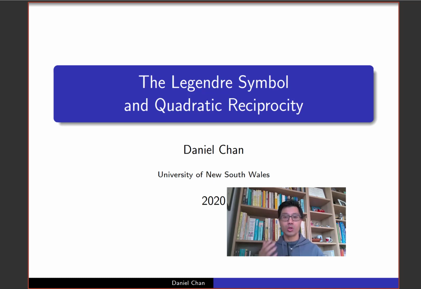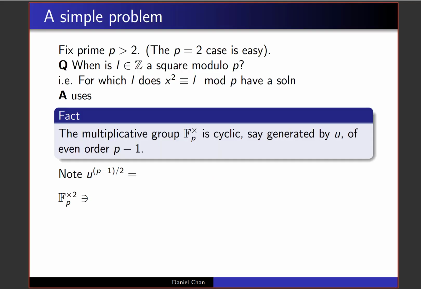In this video, I want to talk about one of the gems of elementary number theory, and that is Gauss's quadratic law of reciprocity. It's usually stated in terms of something called the Legendre symbol, which I also want to introduce today and is a very important part of number theory. I want to start with a very simple problem to try to introduce and motivate Gauss's quadratic law of reciprocity.